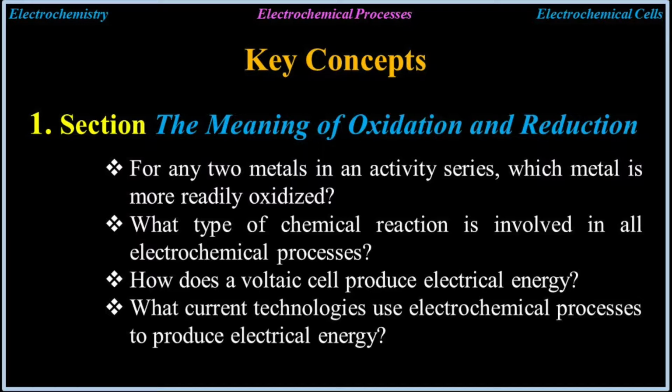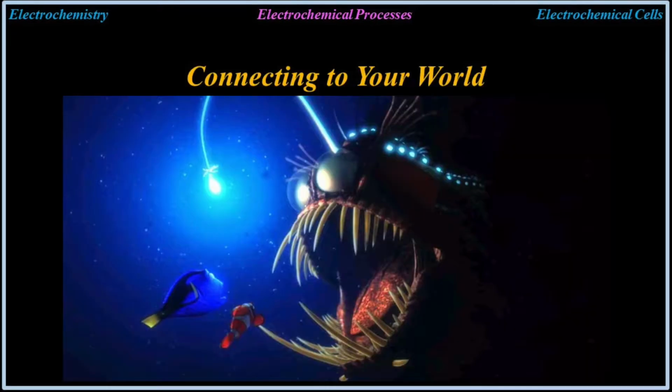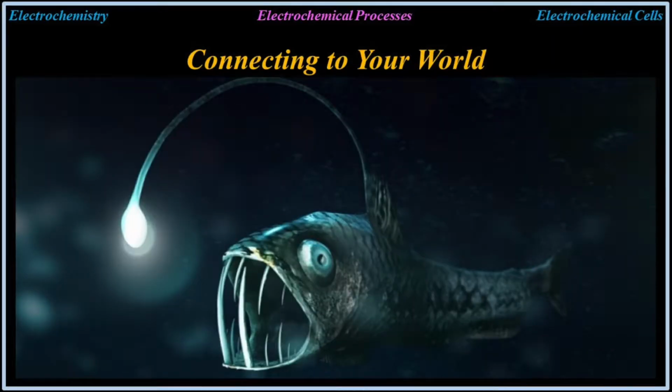So welcome to section 1, the meaning of oxidation and reduction. Here's some vocabulary: electrochemical process, electrochemical cell, voltaic cells, half cell, salt bridge, electrode, anode, cathode, dry cell battery, and fuel cells. Connecting to your world.